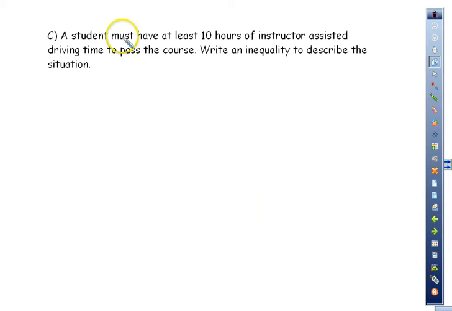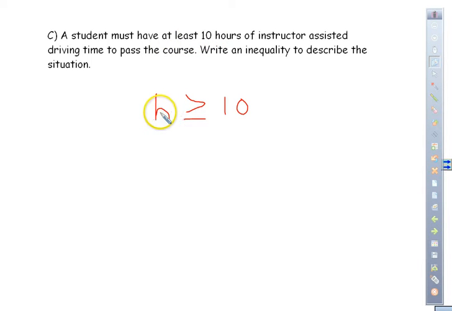And I know that when we see the word least, it, in our minds, makes us think that it has to be less than, but it's the minimum amount if it's at least 10 hours. So again, talking about hours, it is going to be greater than 10 or equal to 10. Because it's at least 10 hours. That's the minimum. So H has to be greater than or equal to 10. That's your answer to that.